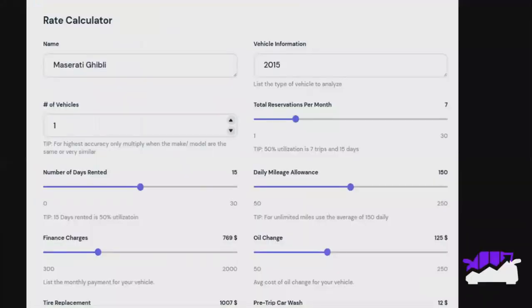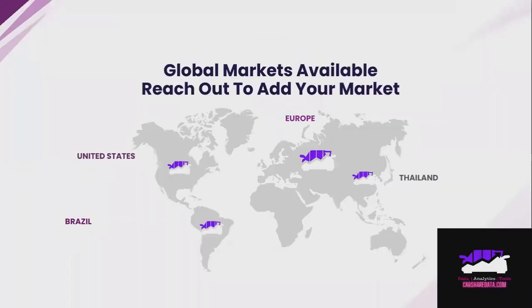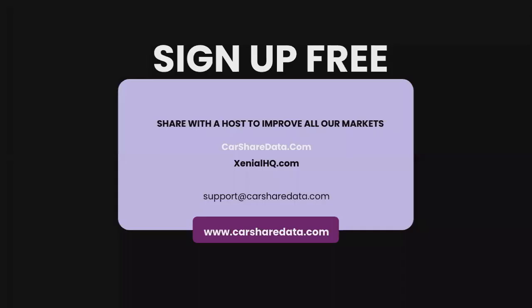Here's an example of the information that you put into the pricing tool, and it'll give you a rate, a minimum and a target daily rate based on the inputs here. So you look at your number of days rented, your finance charges, how much your monthly payment is, your tire replacements, your car washes, your oil change, daily mileage allowance. So you have to figure out how many miles a day you're going to set for people to travel, and your pricing has to coincide with that. Again, we're in markets all over the place. We're in the United States, Brazil, Europe, Thailand, all over the world.